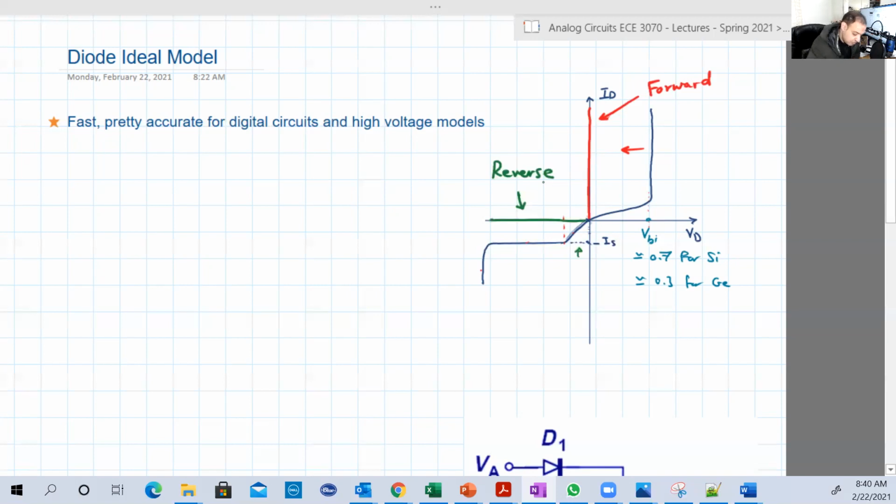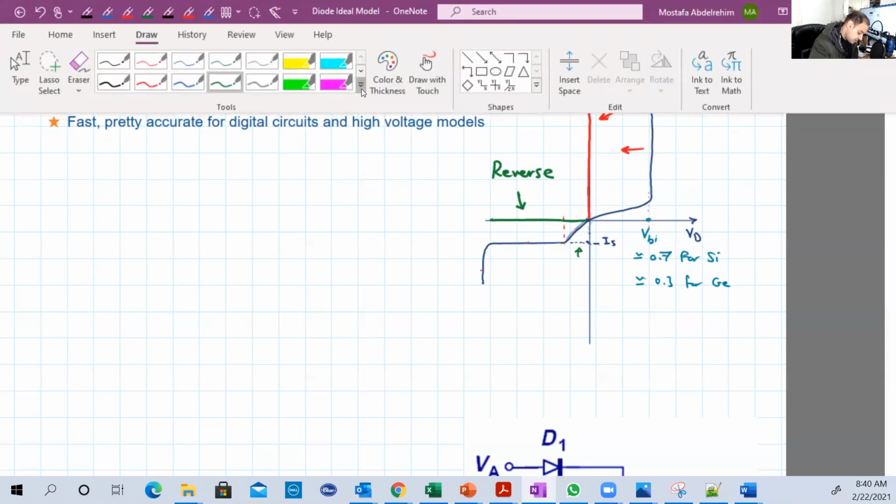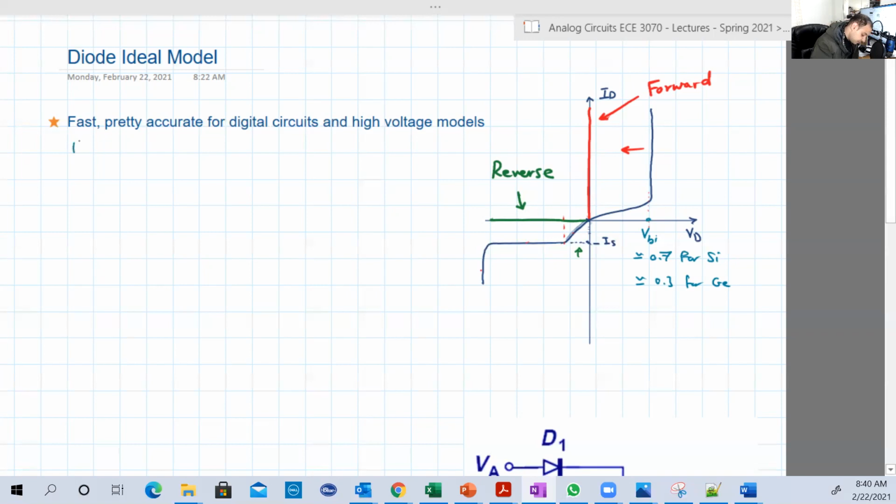Okay. So in reverse, let's write these down here, these characteristics basically. Number 1, forward: the diode is always on. Once you see it in forward, it's on. Number 2, the voltage drop VD is constant, equal to 0. Once you see the diode forward, VD is 0. Number 3, ID greater than or equal to 0. You said it's on. Why is it greater than or equal to 0?